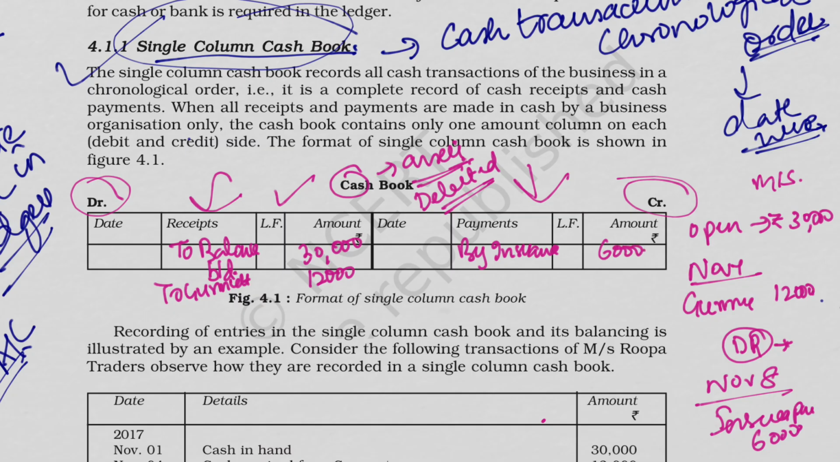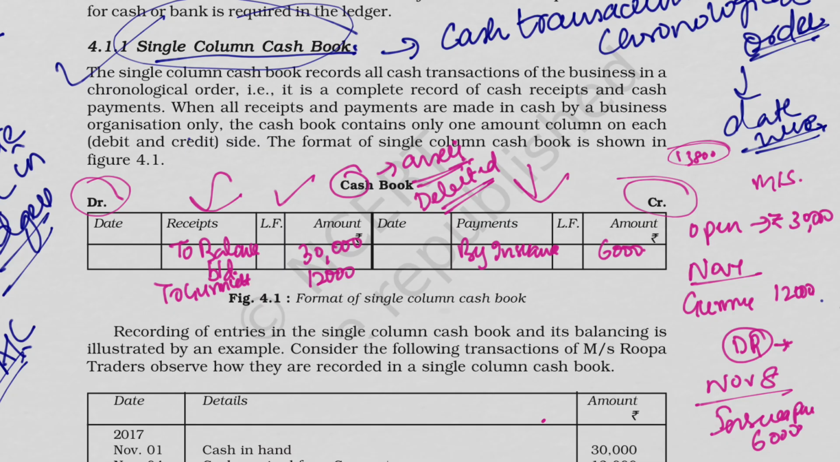Because cash is decreasing, cash is going out. Cash is an asset. Whenever there's a decrease in an asset, we write it on the credit side. Also, insurance is an expense, so we are debiting it. Now we have purchased furniture for rupees 13,800.